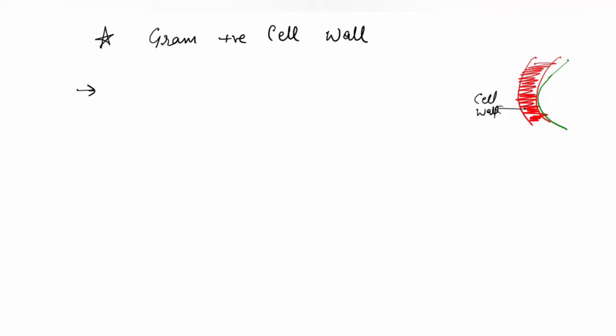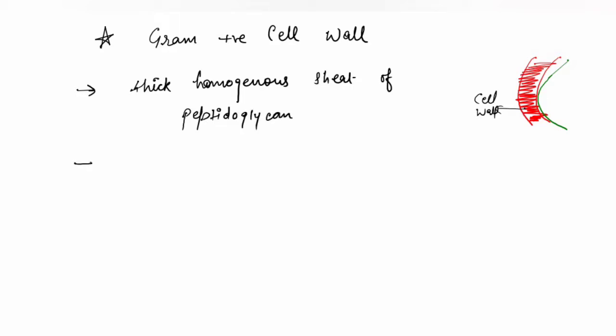Now, the gram-positive cell wall. If we study the gram-positive cell wall, what are the key points of that? So, this is the diagram, the thick layer of peptidoglycan. This peptidoglycan layer is 20 to 80 nanometers thick and is a homogeneous sheet. Why homogeneous? Because it is solely made up of peptidoglycan molecules.